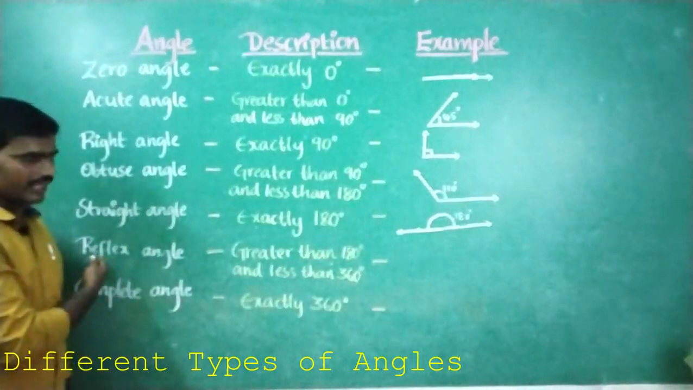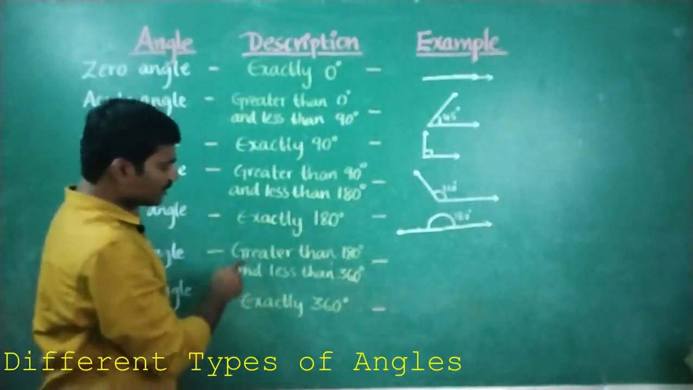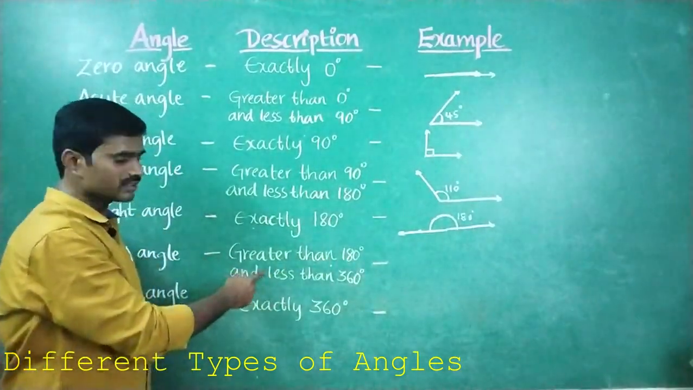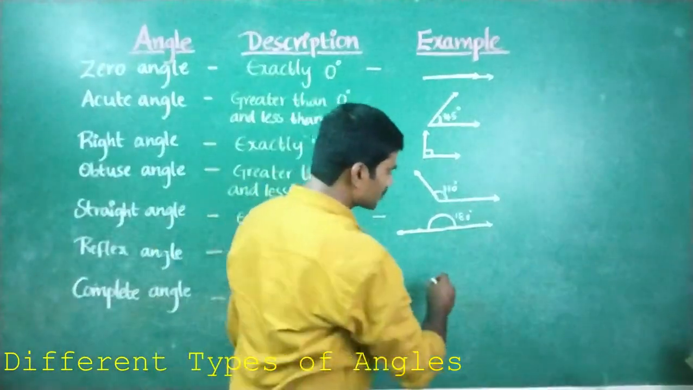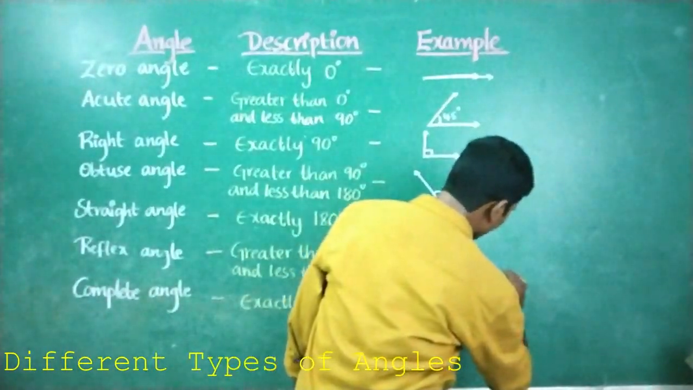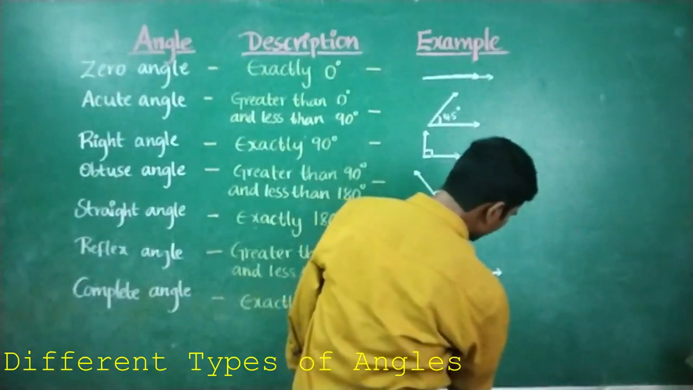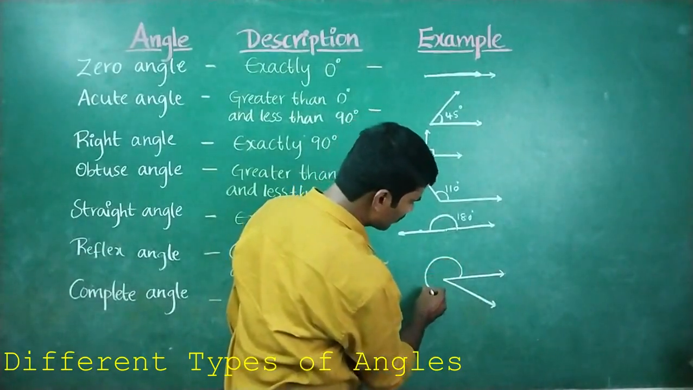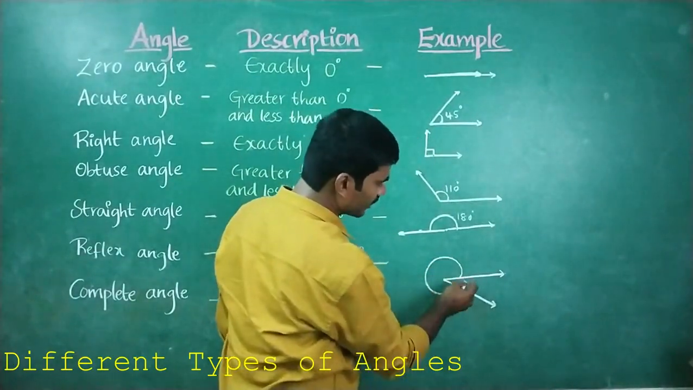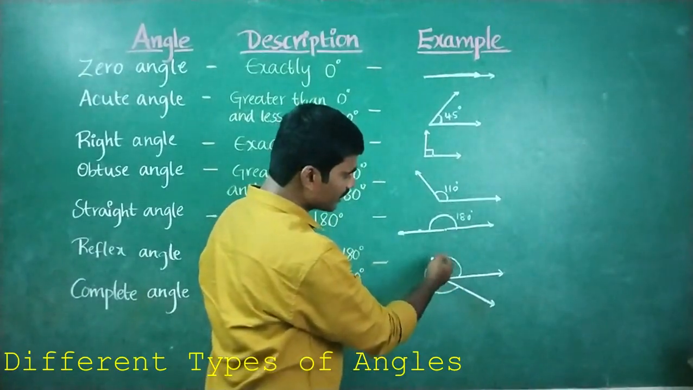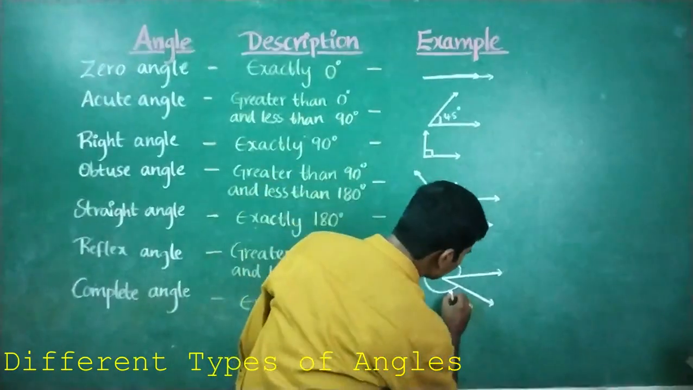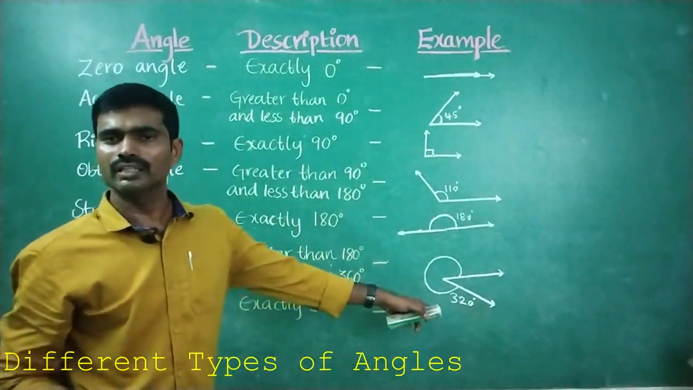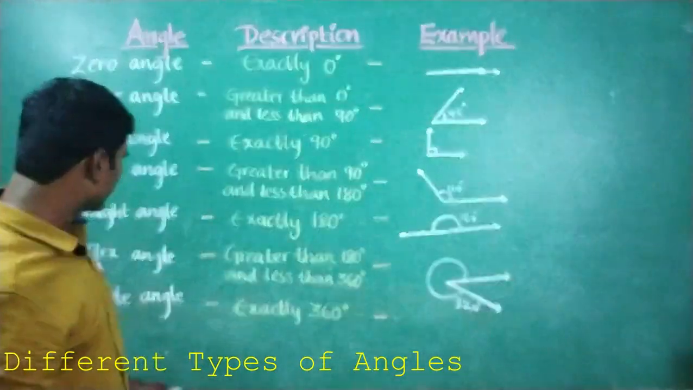Next, reflex angle. A reflex angle is an angle which is greater than 180 degrees and less than 360 degrees. Suppose this is the initial ray and this is the terminal ray. So this angle, not this one, this angle is called a reflex angle. Suppose this angle is 320 degrees. This type of angle is called a reflex angle.